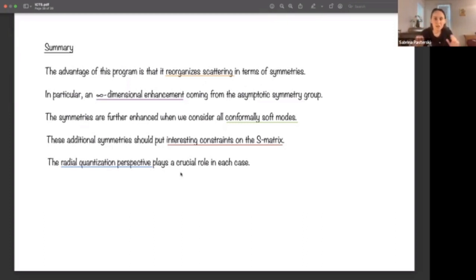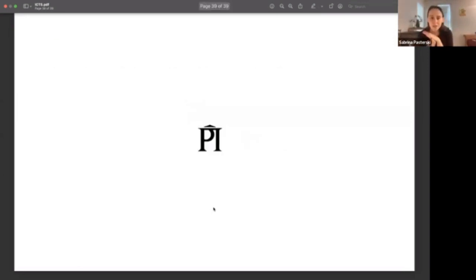These additional symmetries should put interesting constraints on the S matrix. One can ask what interaction terms preserve certain OPE algebras that they find, if it closes or whatnot. And then the point of this talk is to emphasize how this radial quantization perspective plays a crucial role in each case. And that's part of a pitch for how we're slicing the boundary as compared to other cuts. So thank you guys for your time and your questions.